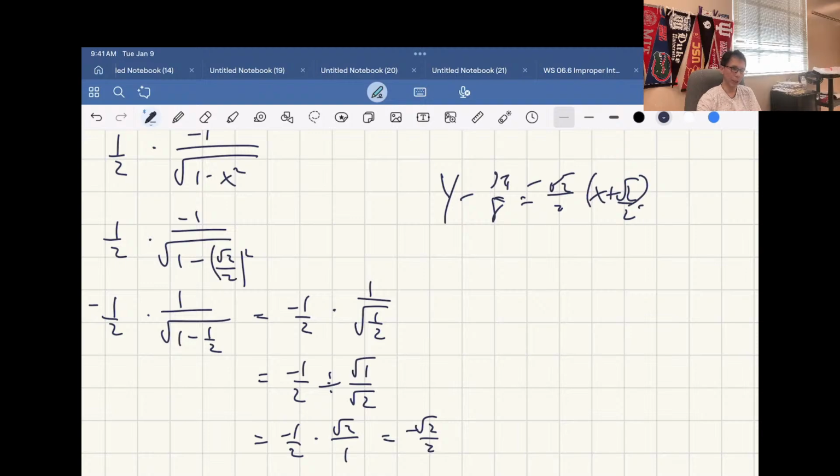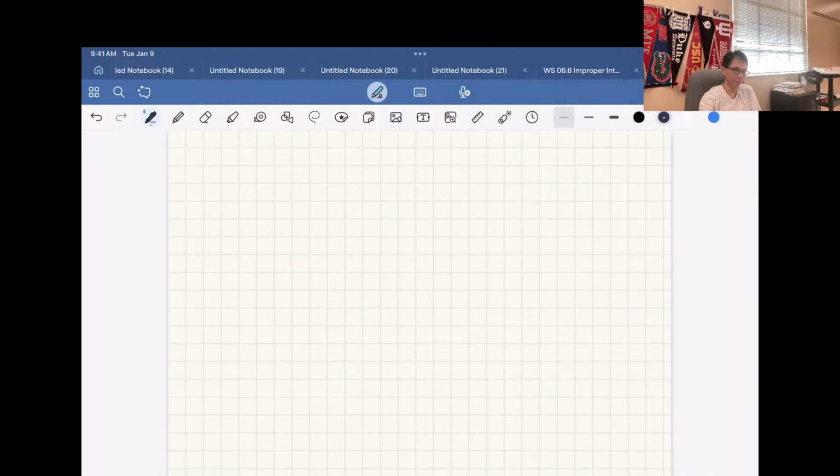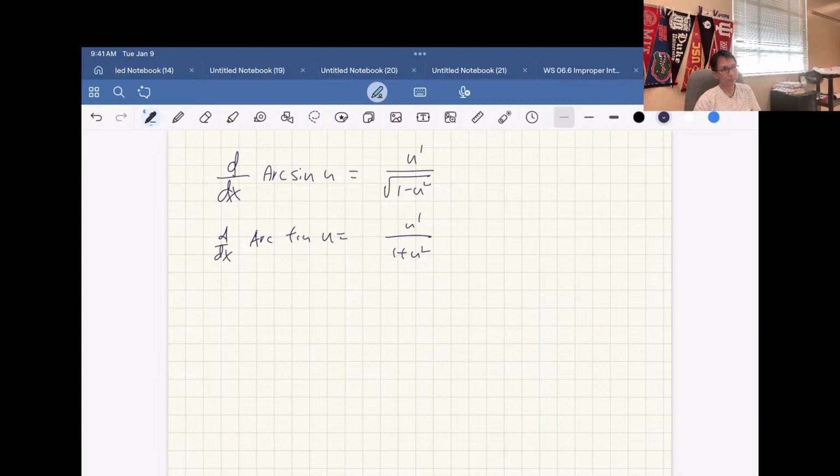All right, so questions about this part? All right, so we're gonna talk about new stuff. Imagine that if I take a derivative of arc sine of u, it is equal to u prime over square root of 1 minus u squared. Derivative of arc tangent of u is equal to u prime over 1 plus u squared, right? We know this, right? Hopefully you know this by this time.